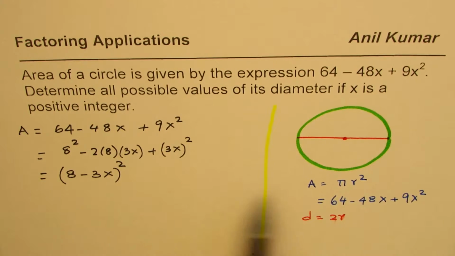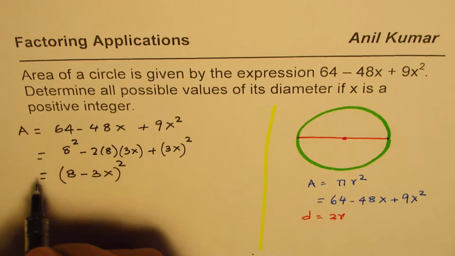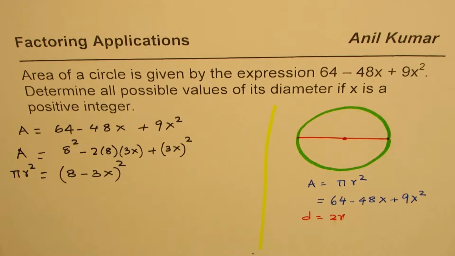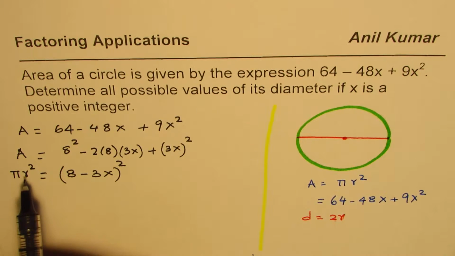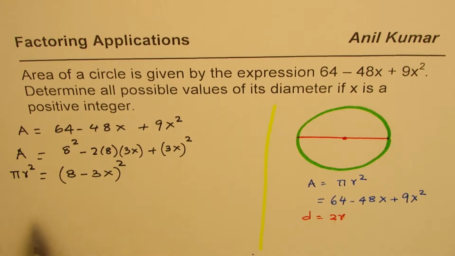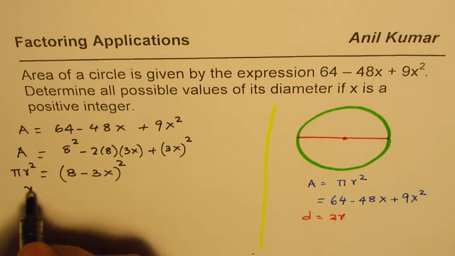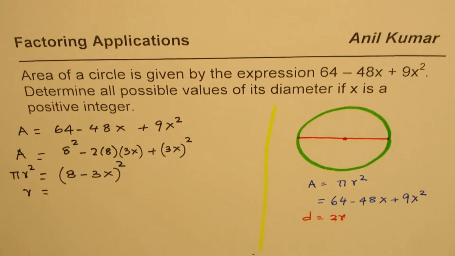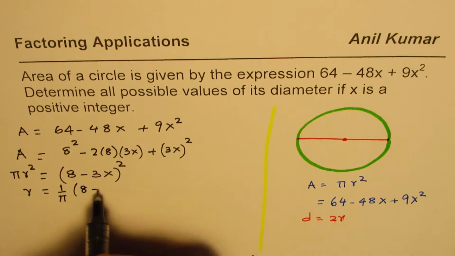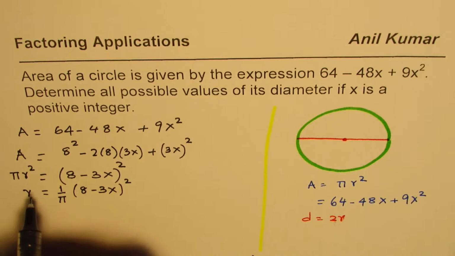Now how do I relate this area with the radius? Well, area is pi r squared. So instead of a, we could write this as pi r squared. So how do we get r from this value? We could get r by dividing it by pi. So we get r squared as equal to 1 over pi times 8 minus 3x whole square.